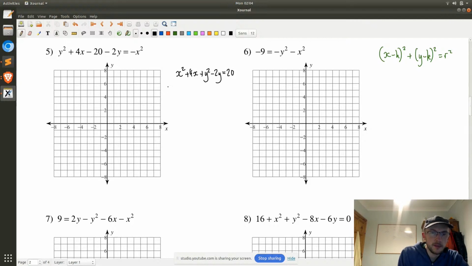And now factorize, or complete the square rather. So (x plus 2) all squared, and then (y minus 1) all squared. This will contribute a 4. This will contribute a 1. So I have to subtract 5 to balance that out. And that -5 there will be pulled over to the right, giving us 25 on the right.